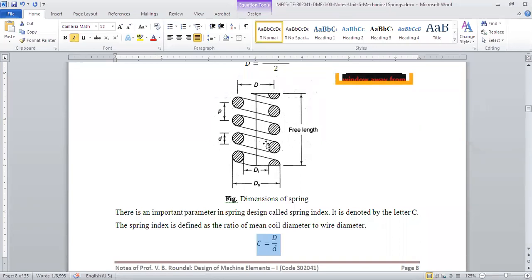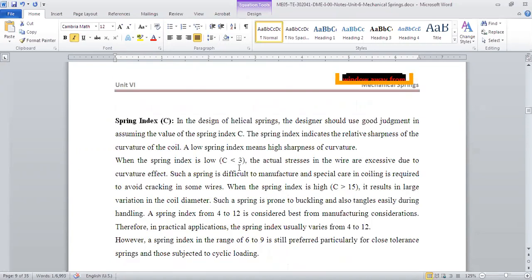So that buckling is also not desirable. So we want a spring which will remain in the same position and which will not have initial stresses in it. For that reason, the spring index used is generally between 4 to 12. Are you getting my point?